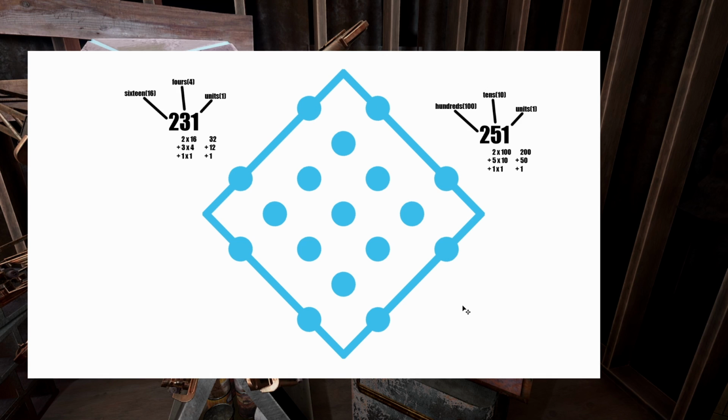Base 4 works in a similar sort of way. We have our units, and our next column is 4 times the units, which is 4, and the next column is 4 times that, which is 16. Four fours are 16, and then the next column is 4 times 16, which is 64, and the next column is 4 times 64, which is 256, and so on.